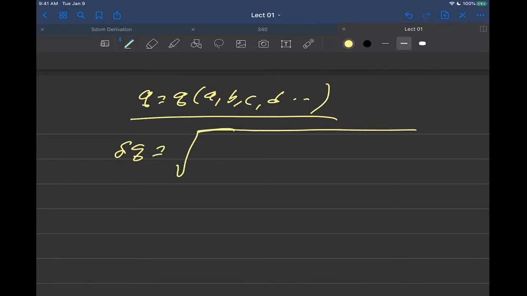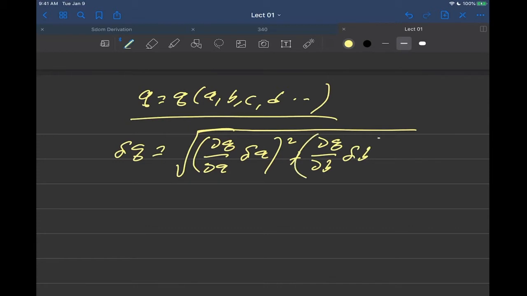It's going to be the derivative of function q with respect to a times the uncertainty in a, and of course squared, plus the derivative of q with respect to the next variable, b, times the uncertainty in b, and of course that whole thing's squared. And it just goes on and on like that. You just add in quadrature these little forms, which are none other than how the function changes with respect to a given parameter times the uncertainty in that parameter itself.